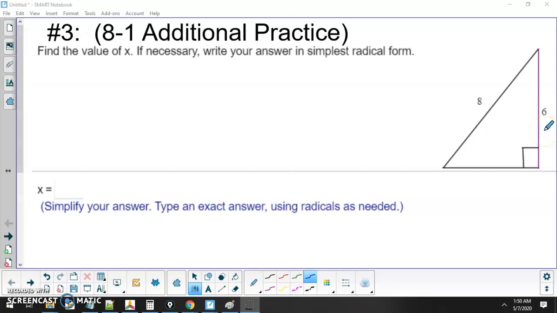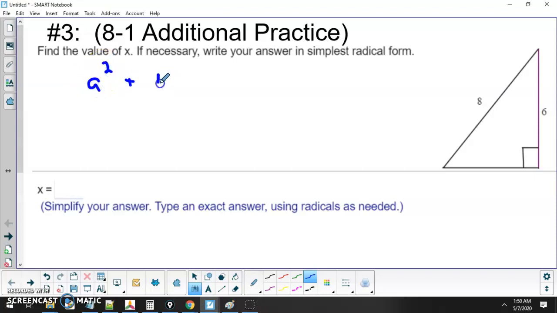So 8-1 additional practice number 3. This is the one I gave out on Tuesday for you guys to do. So find the value of x. Okay, notice it's not a 30, 60, 90 or 45, 45, 90. So what we got to do is just use a straight out Pythagorean theorem equation on it.